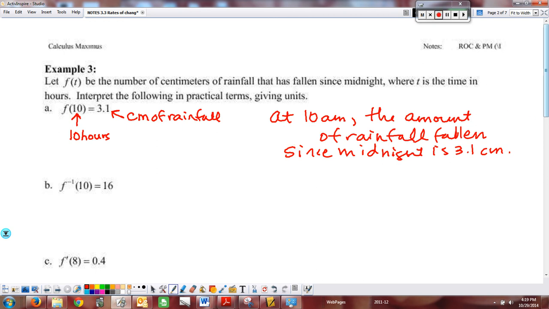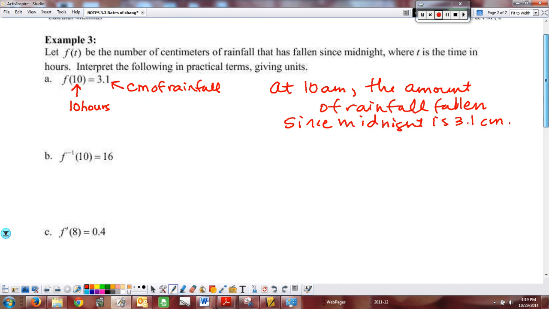All right, and then now we're going to play around with it just a little bit and say, oh, now I have f to the negative 1 of 10 equals 16. Now this goes back to Algebra 2. What does f to the negative 1 mean? What do we read that as? This is actually read as f inverse. Okay, and now let's remind ourselves, what does an inverse function do? An inverse function will switch x and y. Switch your inputs and your outputs.